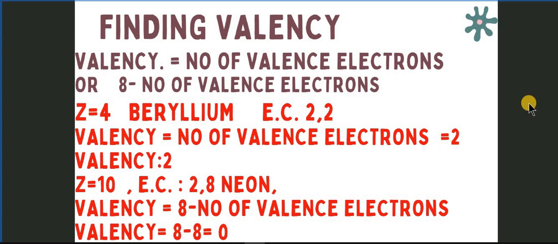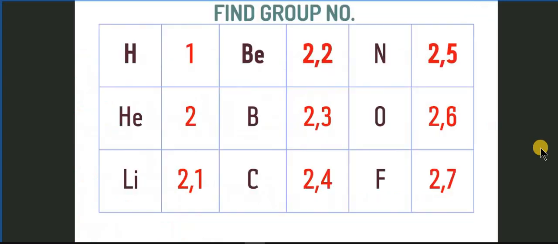Now if you talk of neon, 2, 8, because atomic number is 10. So 8 valence electrons. Now 8 minus 8 will be equal to 0. So the valency for neon is 0, right? This way we need to calculate the valencies.